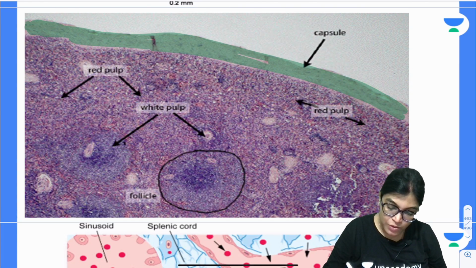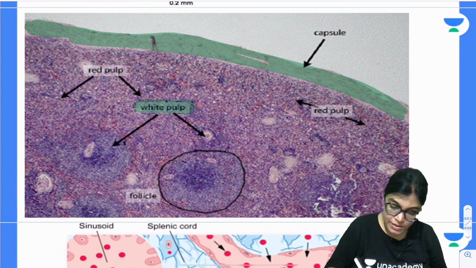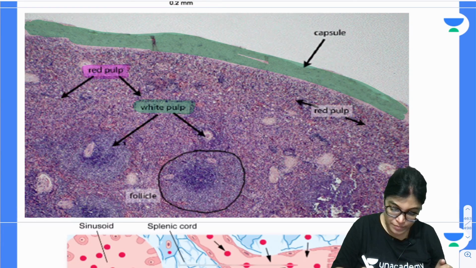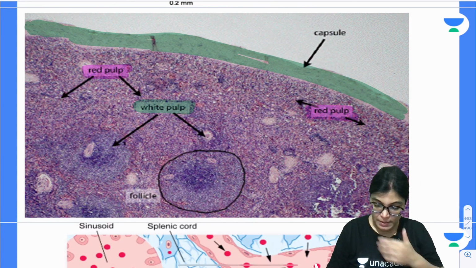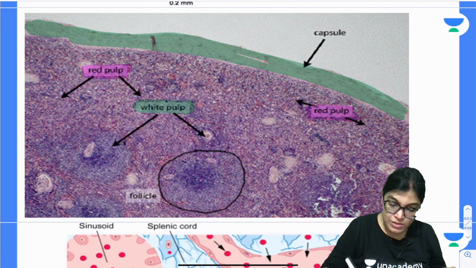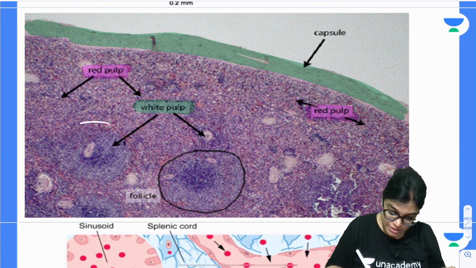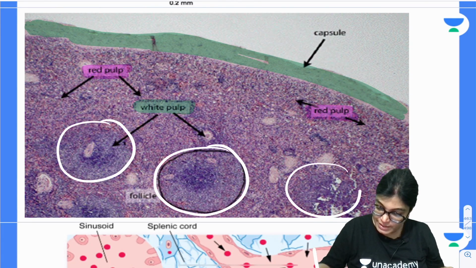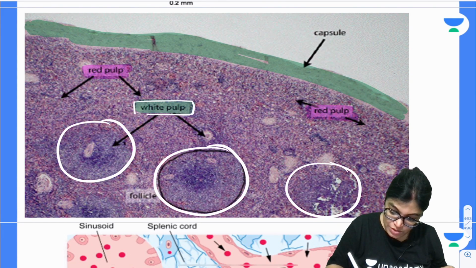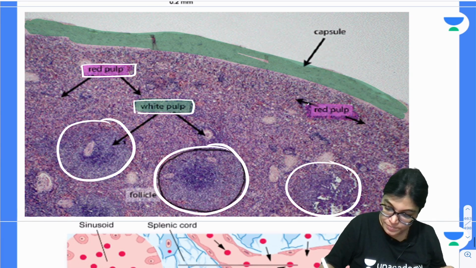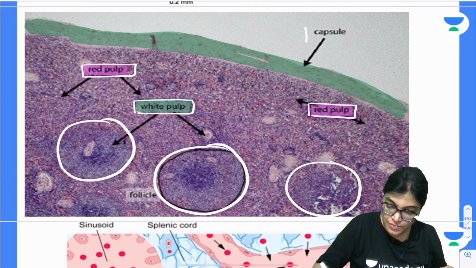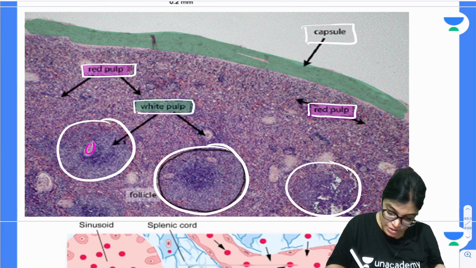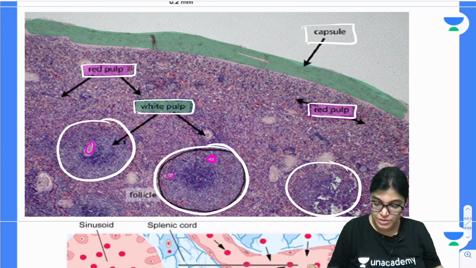Okay, red pulp and the white pulp, red pulp. Also you can see the lymphatic aggregations, and what you can see, this is the white pulp, this is the red pulp, this is the fibrous capsule, and you can see the central artery.